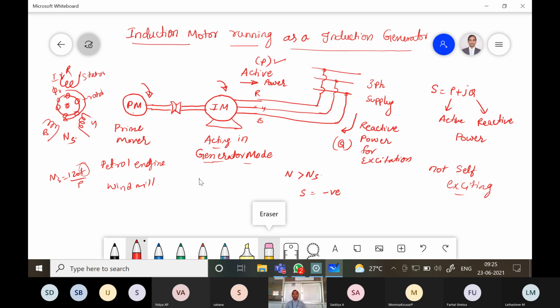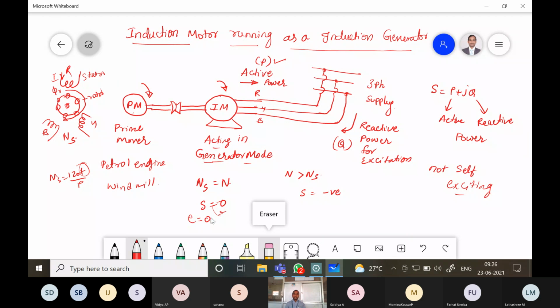So when Ns is equal to N, what happens? Your slip becomes 0, because slip is Ns minus N by Ns. So this is 1500 minus 1500, and we get 0. Under slip 0, the rotating magnetic field and whatever EMF is induced is also 0 here. Whenever slip becomes 0, the EMF induced in the rotor conductor is also 0.